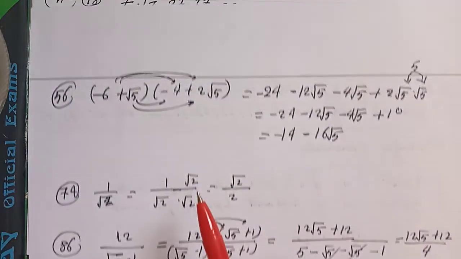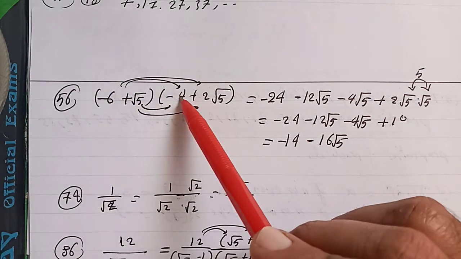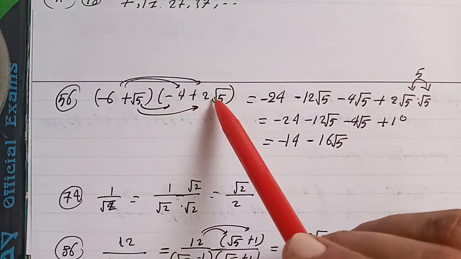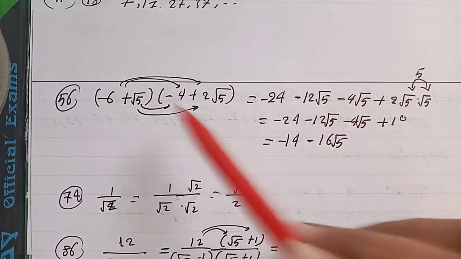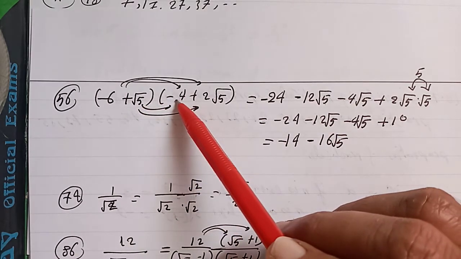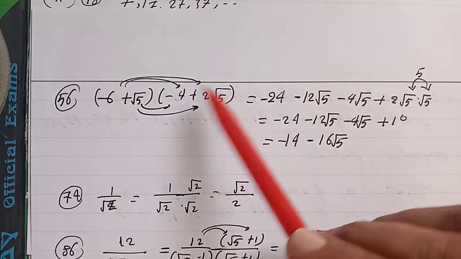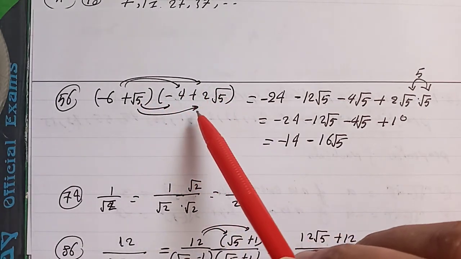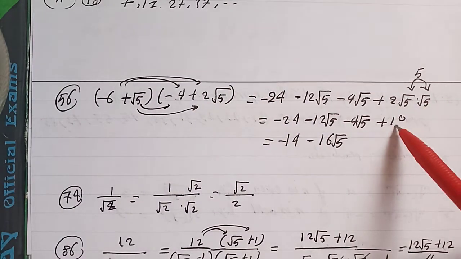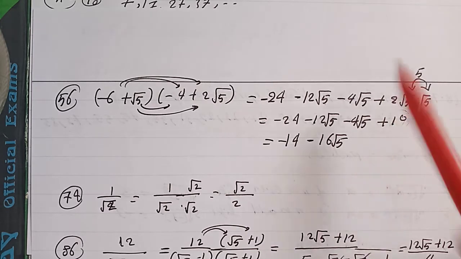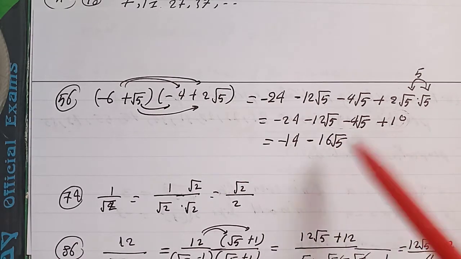Number 56. This is multiplication. Multiply negative 6 times 4, negative 24. Negative 6 times 2 root 5 will be negative 12 root 5. Root 5 times negative 4 will be negative 4 root 5. Root 5 times 2 root 5: root 5 times root 5 equals 5, because it will be root 5 squared, which is 5. 5 times 2 equals 10. Then add the like terms. Negative 24 plus 10 equals negative 14, and these two terms equal negative 16 root 5.